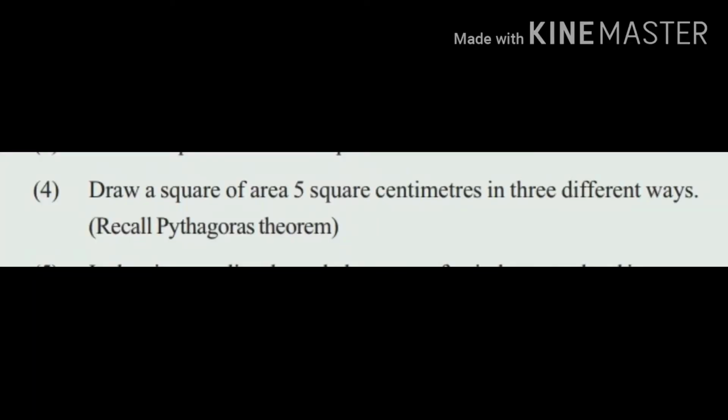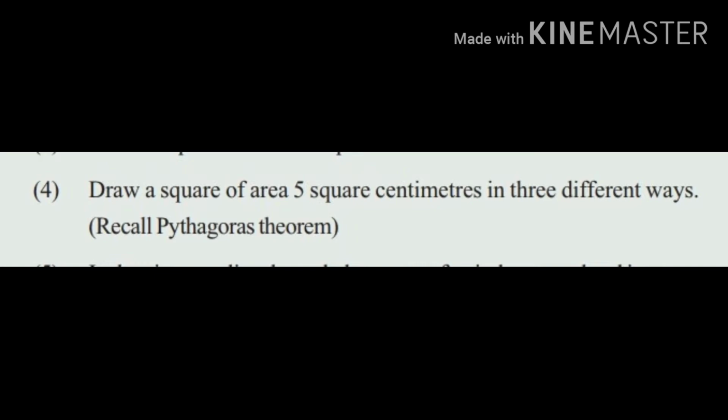Here is your question. Draw a square of area 5 square centimeter in 3 different ways. In 3 different ways means you need to opt for 3 different methods. In order to draw a square of area 5 square centimeter, the side must be root 5. So we need to draw root 5, then only we can draw the square. For that we need to use 3 different methods.